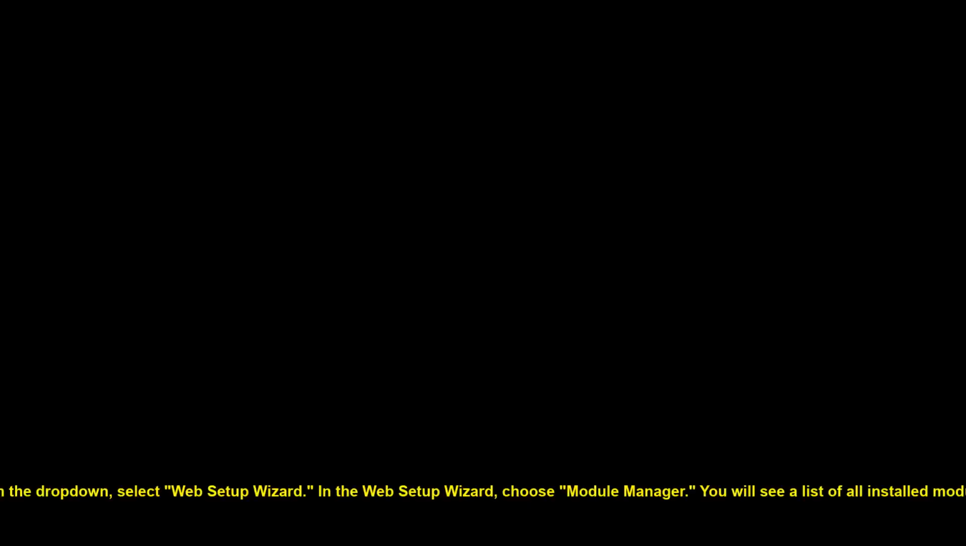To uninstall the SEO Manager plugin from Magento, start by logging into your Magento admin panel. Navigate to the system menu on the left hand side. From the drop-down, select Web Setup Wizard. In the Web Setup Wizard, choose Module Manager.